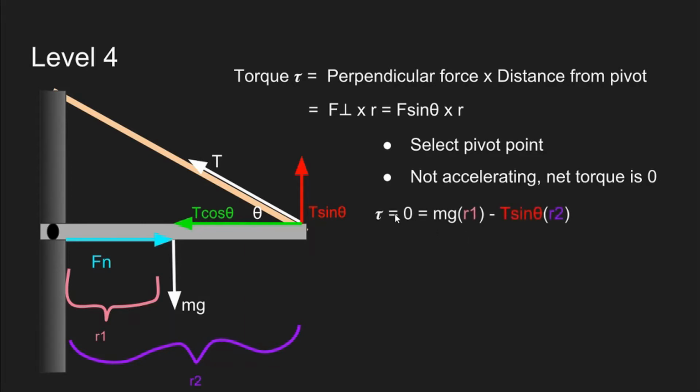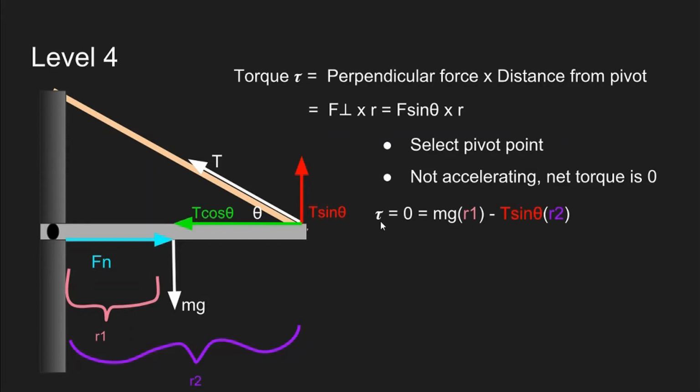So tau equals 0, and it's going to equal mg, which is the perpendicular force, times R1, minus T sine theta times R2. Minus because they're pointing opposite ways, and I guess this makes me consider downward as the positive direction, which is just a frame of reference. You got this, guys.